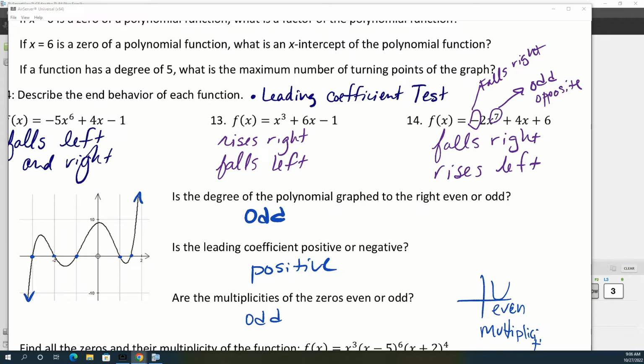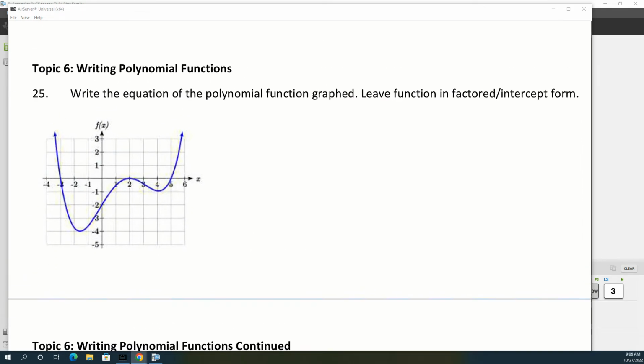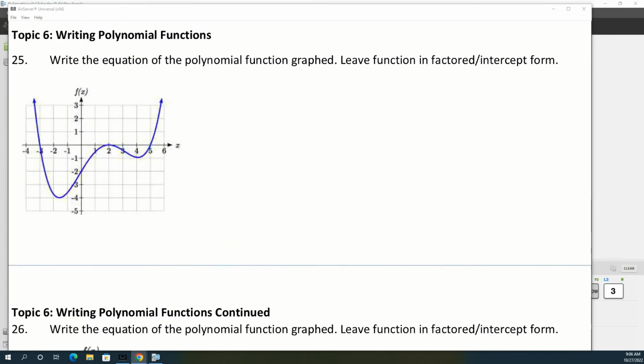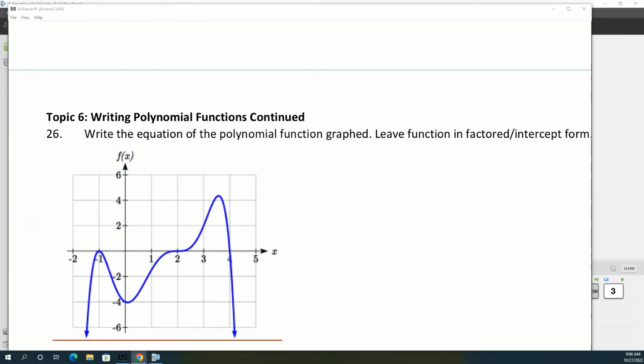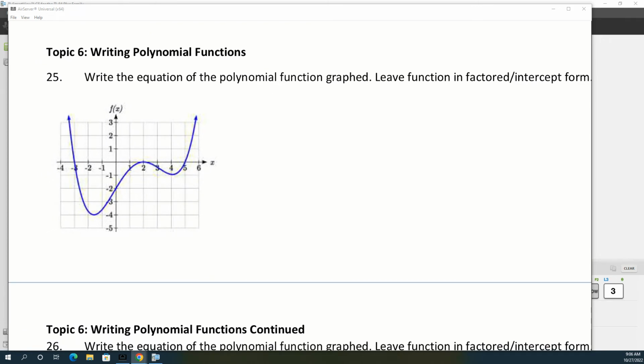Can you do 25? Which one? 25. Yes. I love these. Okay, so 25 and 26 are practically the same problem. So we have to use everything that you learned about the zeros of polynomial functions and the x-intercepts and y, all of it to do it.